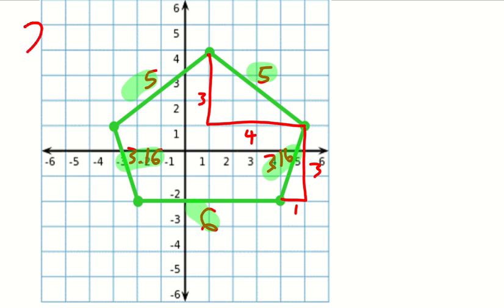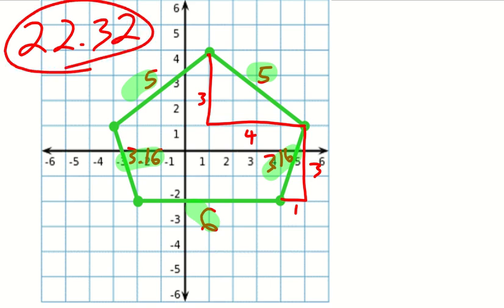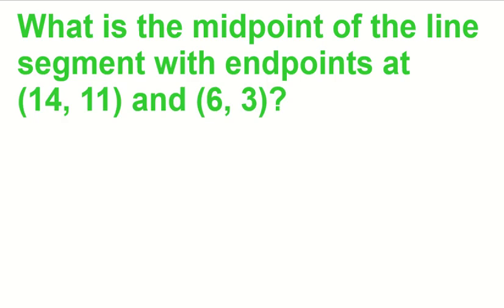Oh, no, I forgot. What was it? 23.32? 22.32? Any questions on that one? Those ones usually aren't too bad. You just got to remember, use the Pythagorean theorem on those diagonals. Been doing pretty good with these, so hopefully we still are. Find the midpoint of those 2 points.